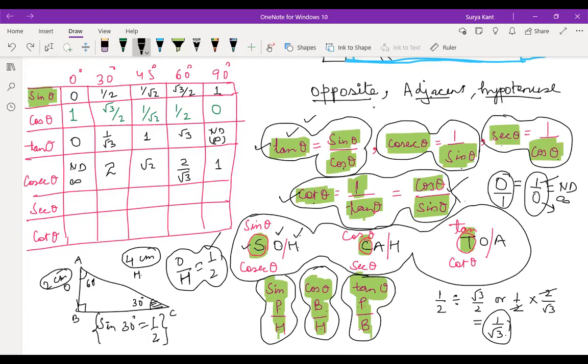Can anybody else tell me for sec theta? Anyone can try now? Only 2 children told me this one. Anyone who wants to try for sec theta? Sir, I want to try. Just 2 people are done. Other than these 2 people, anyone can try. Praharshan, can you try? Yeah, try.